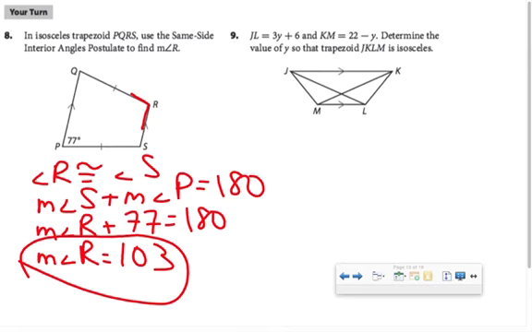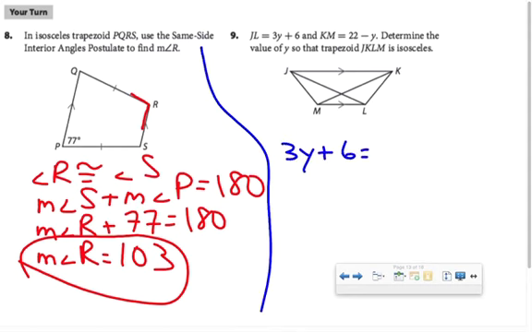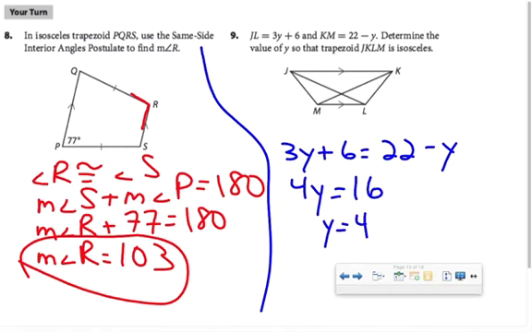In number 9, I have the length of JL and the length of KM, so those are the lengths of the two diagonals, and they're asking me to determine the value of y so that this trapezoid would be isosceles. In order for this trapezoid to be isosceles, my diagonals have to be congruent. So I set them equal to each other. I get 3y plus 6 equal to 22 minus y. 4y equals 16 and y is 4, and they were only asking me for the value of y, so I am in fact done.